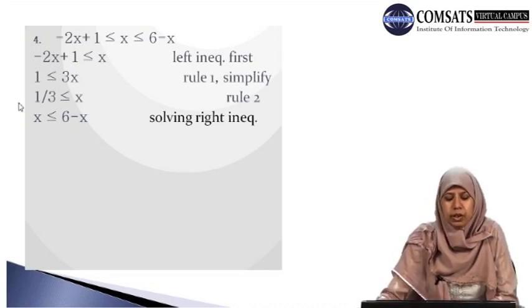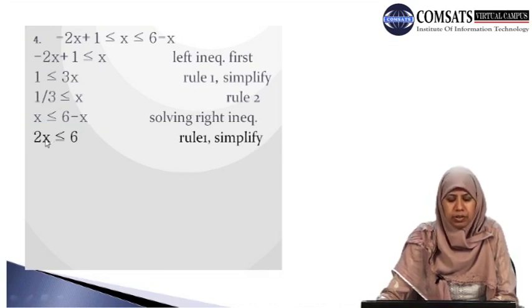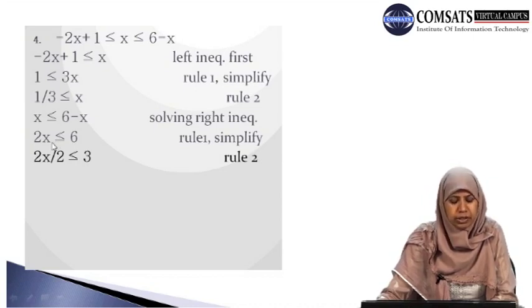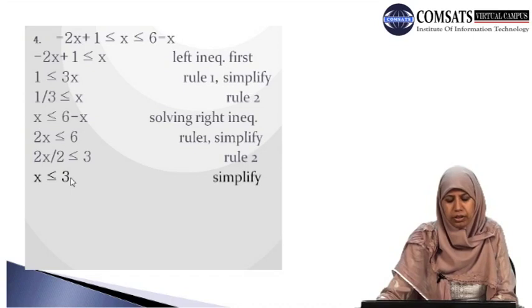Now we come to the right side of our double inequality, which was x is less than or equal to 6 minus x. After using rule 1, that is adding x on both sides, we obtain 2x is less than or equal to 6. The next thing that comes to mind is that we will use rule 2, dividing the inequality by a positive number. After simplification we obtain x is less than or equal to 3.